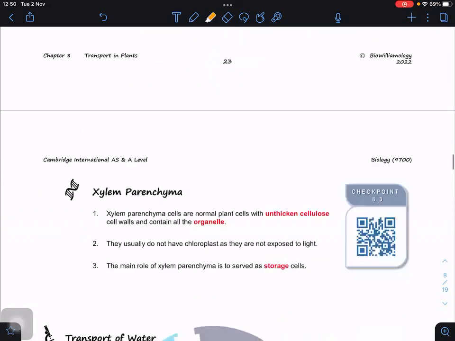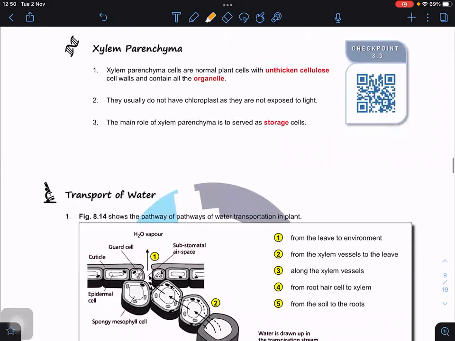Okay, and next we have the last type of cell, called xylem parenchyma. Xylem parenchyma are normal plant cells. Their role is storage. Storage means they do not need to carry out photosynthesis, so they do not have chloroplasts, compared to other cells like the mesophyll cells in the leaf. Because they are not involved in support, their cellulose walls are unthickened, which means they are thin.